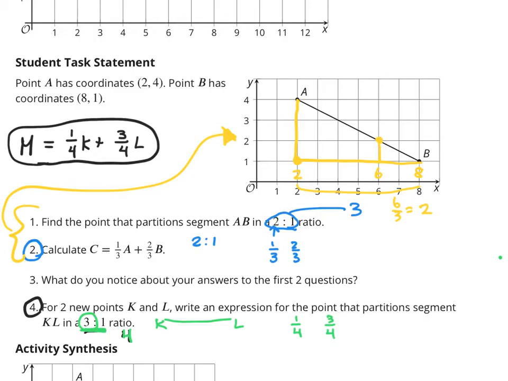A 2-to-1 ratio means I need 3 equal pieces. So if I divide the distance from 2 to 8 into 3 equal pieces right here, I need 2 units per equal piece. So 1, 2, 1, 2, 1, 2. Those are my equal pieces, 2 units apiece.